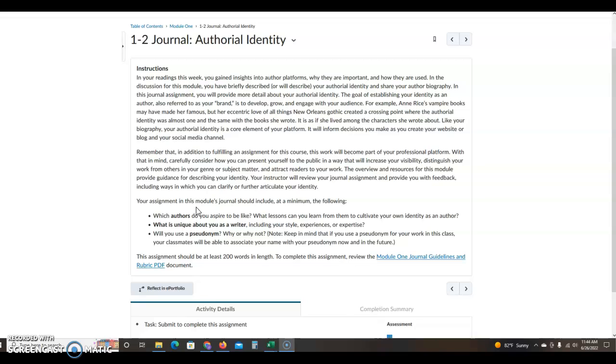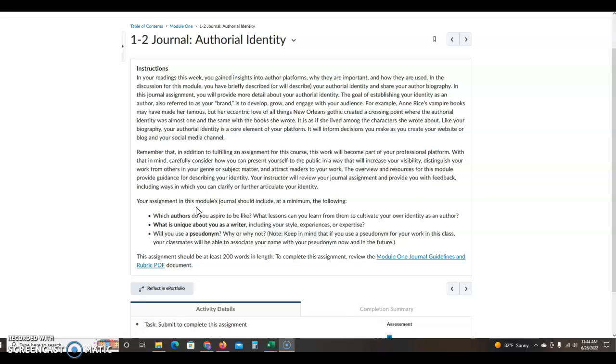Which authors do you aspire to be like? The authors that I aspire to be like would be Gary Jennings, Colleen McCullough, Robert McCammon. There are so many others, but those are the ones that stand out to me as I'm really interested in science fiction. Horror. Octavia Butler would be one of mine. But who do you aspire to be like? I really enjoy historical fiction. A lot of those authors write historical fiction, but I don't personally write historical fiction.